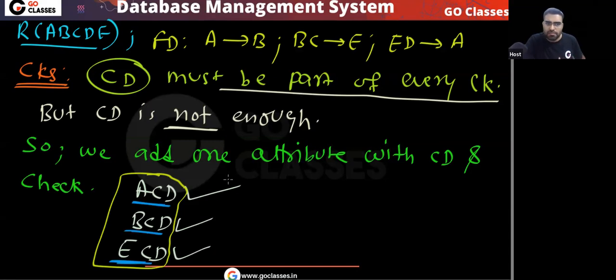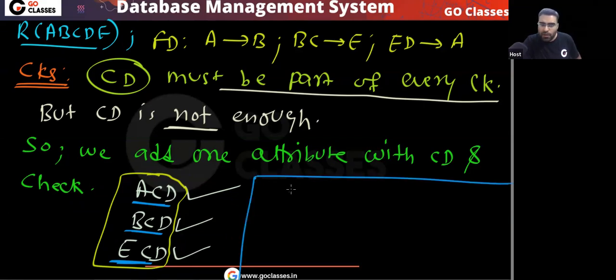You don't need to check. Why? You don't need to check combinations of 4 attributes, because those will be supersets of these. Yes or no? If you take CD and bring 2 more attributes from here, then that will become a superset of a candidate key.